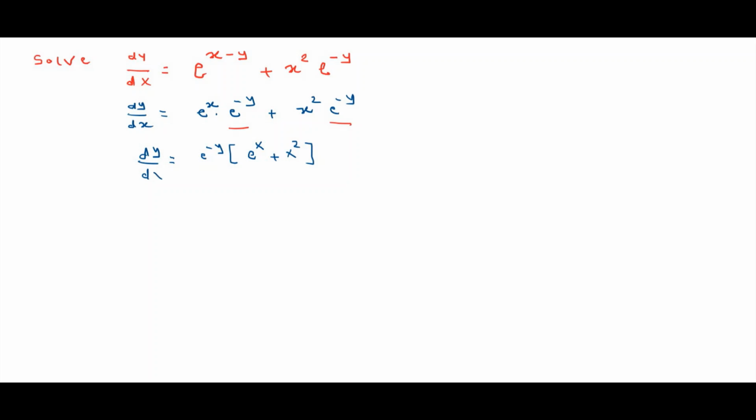by dx. Now transpose this dx to the right hand side and this e raised to minus y to the left hand side. What we get? That is, if we transpose e raised to minus y to the left hand side, we get e raised to y into dy is equal to transpose dx to the right hand side, so that we get e raised to x plus x square bracket complete dx.